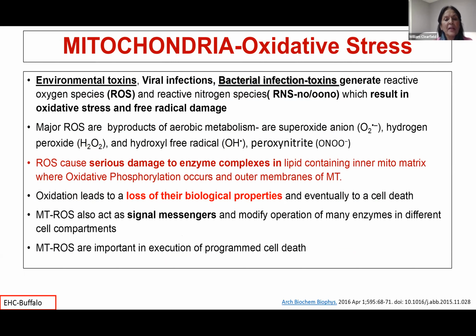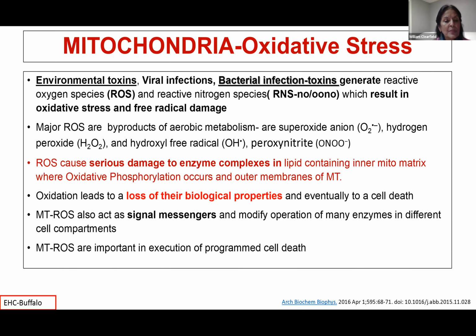Environmental toxins, viral infections, and bacterial infections and their toxins generate ROS molecules and RNS molecules through the NO-ONOO cycle, which results in oxidative stress and free radical damage. Major ROS are byproducts of aerobic metabolism. They are superoxide anions, hydrogen peroxide, hydroxyl free radical, and peroxynitrite, which are very destructive molecules, damaging many cell membranes and inner membranes. ROS also cause serious damage to enzyme complexes in the lipid-containing inner mitochondrial matrix, where oxidative phosphorylation occurs, and outer membranes of mitochondria are also damaged. Oxidation leads to loss of their biological properties and eventually to cell death.